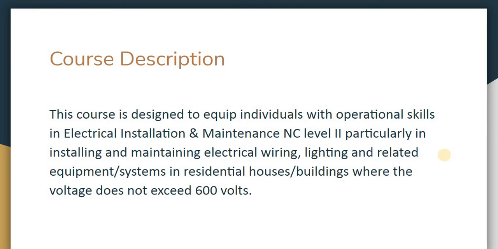Okay, so based on the description, we can see the limiting factor, or the limit covered by electrical installation and maintenance NC Level 2. So it is in the installing and maintaining. So you can install and you can maintain electrical wiring, lighting, and related equipment or systems. In what kind of structure? So it is said here, residential houses or buildings. Where? So any residential houses or buildings where the voltage does not exceed 600 volts. So the limit is 600 volts. Beyond that, it is not covered by the training in the electrical installation and maintenance NC Level 2.